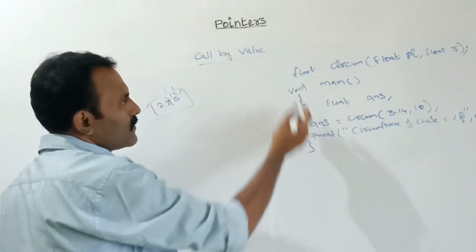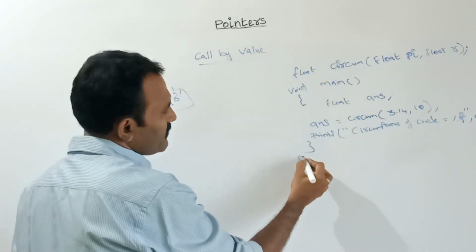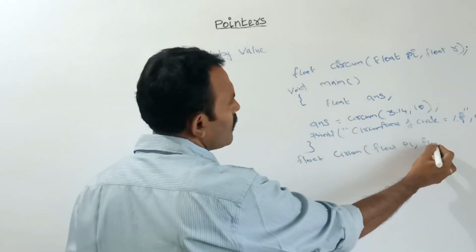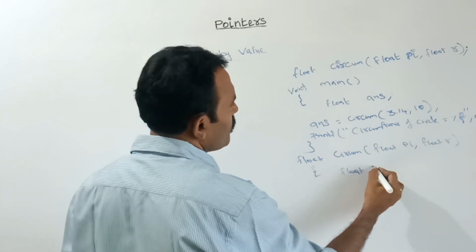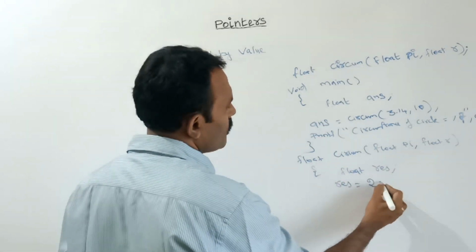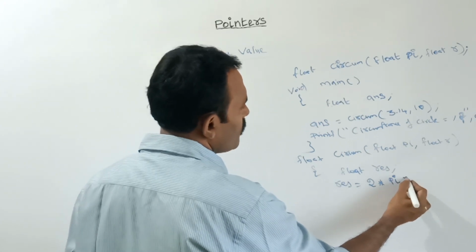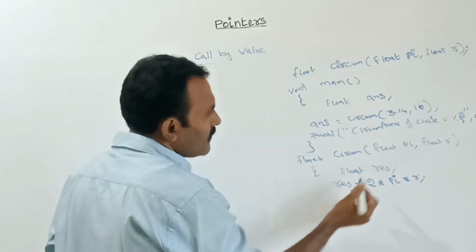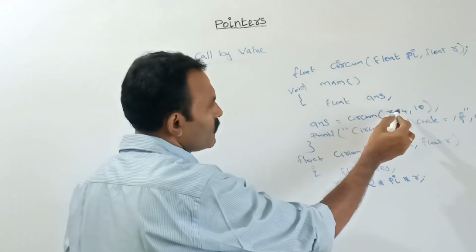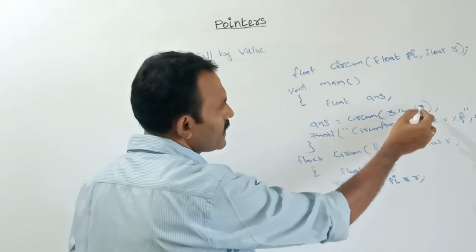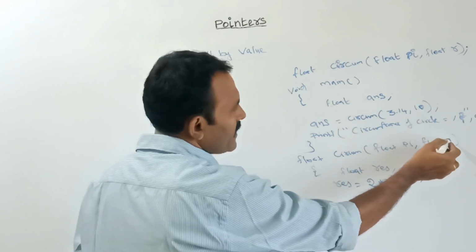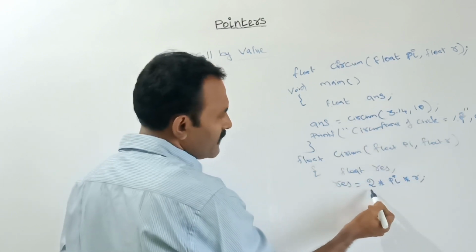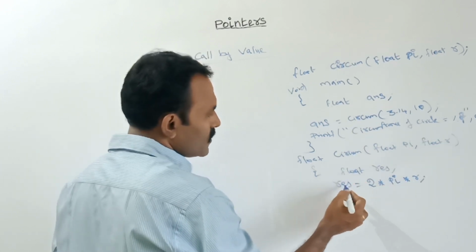Now let us see about the function definition part. The formula is 2 pi r. After passing the values, 3.14 is stored in the pi variable and 10 is stored in the variable r. Here I am getting those values and multiplying with the 2. So that result is stored in res.